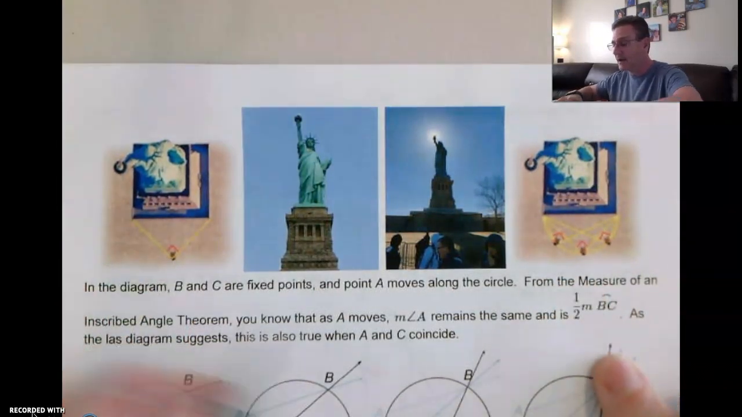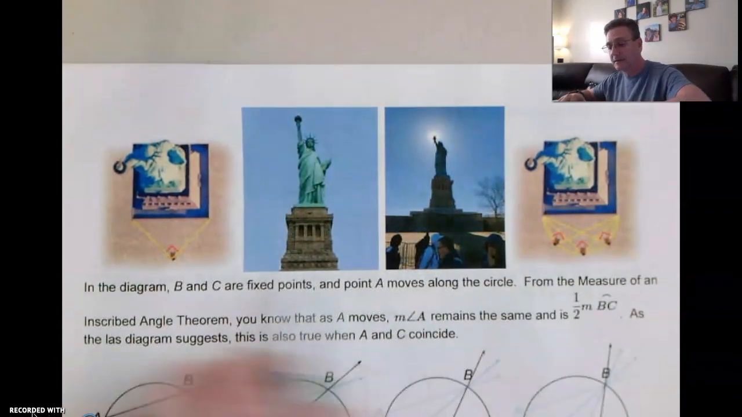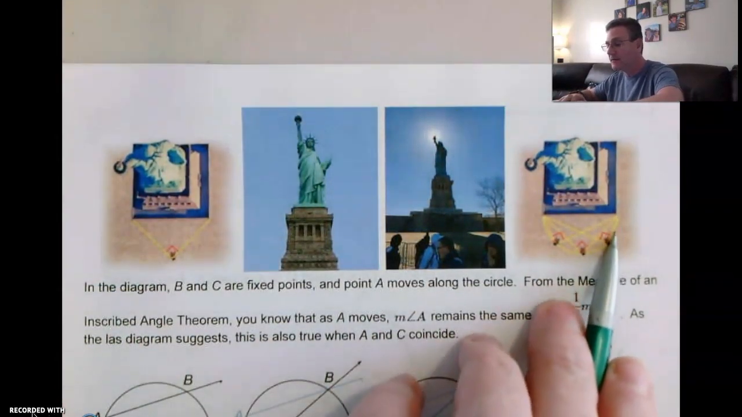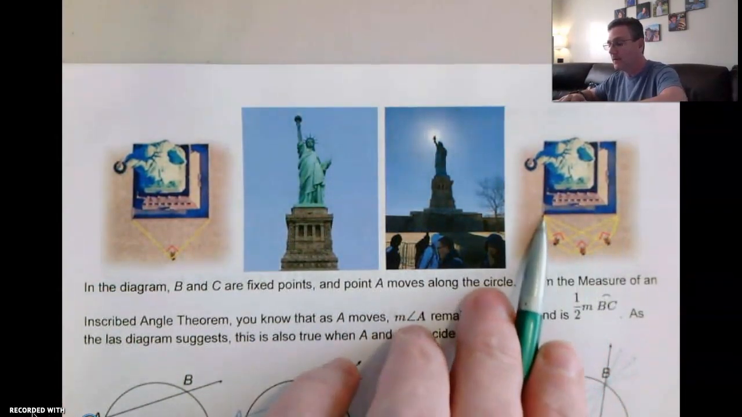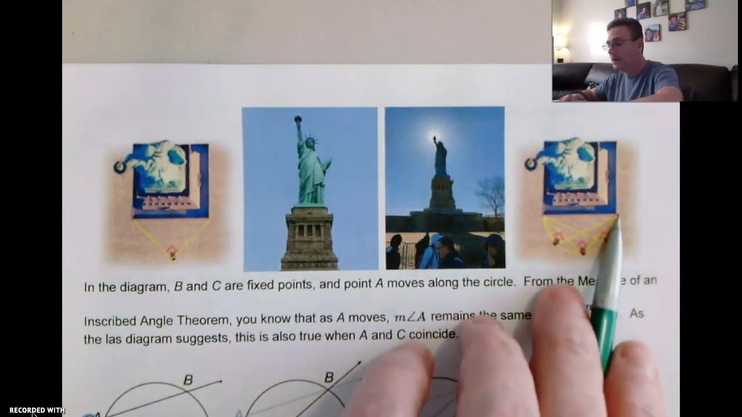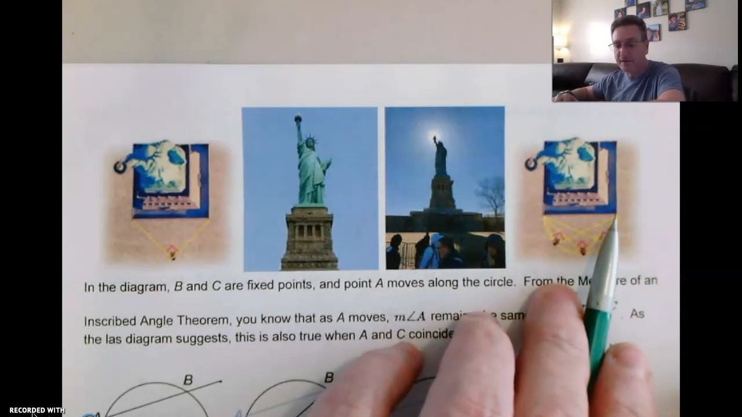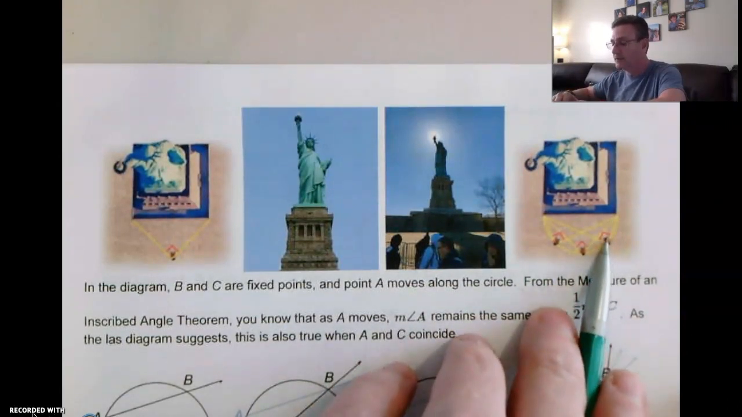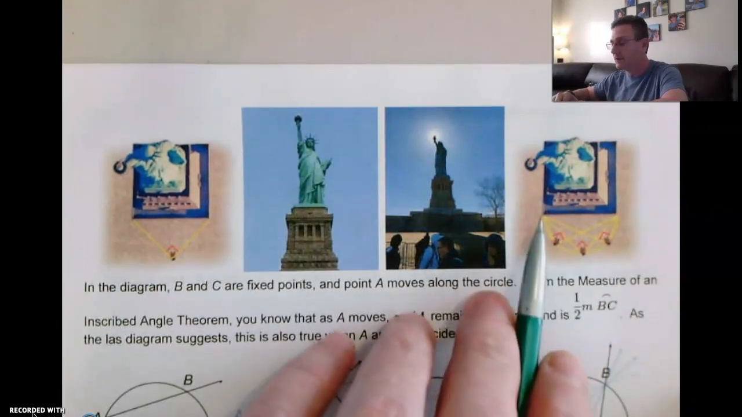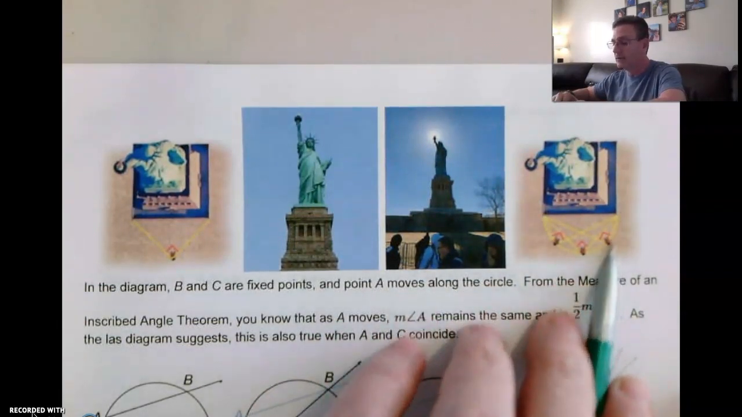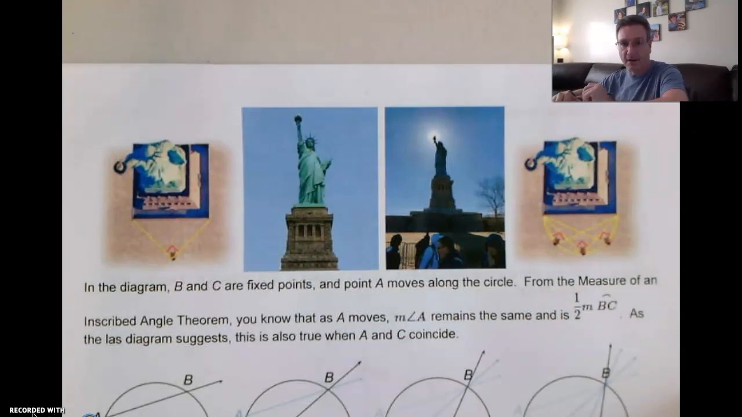Well, where does that occur? That's going to occur because that's a right angle on this semicircle, which has a diameter of the face of the statue that you want to take the picture of. And that's because these are all right angles, and any angle inscribed in a semicircle is a right angle.